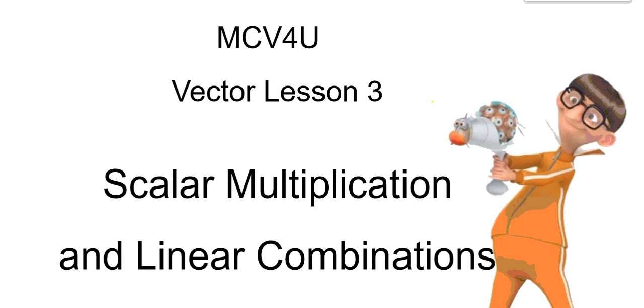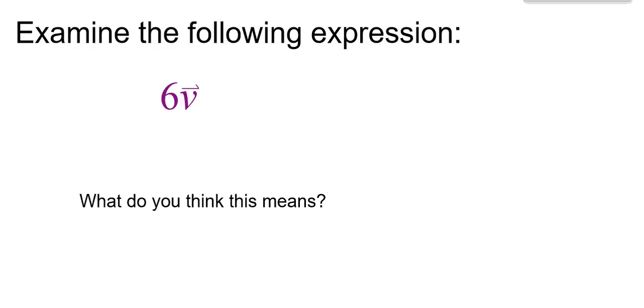This is the third lesson on vectors. We're going to look at scalar multiplication and linear combinations. So look at this expression. What do you think it means?